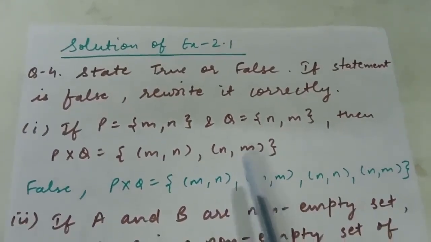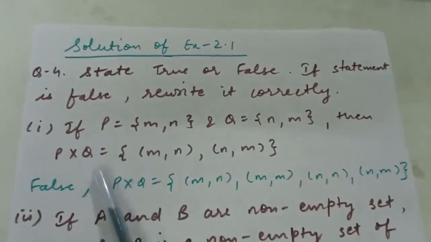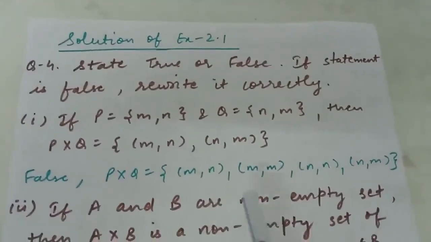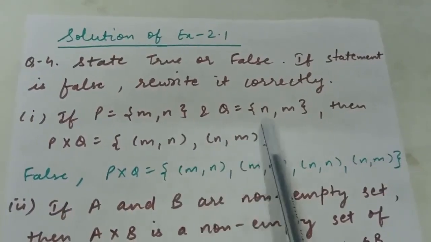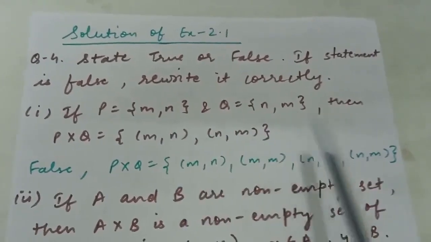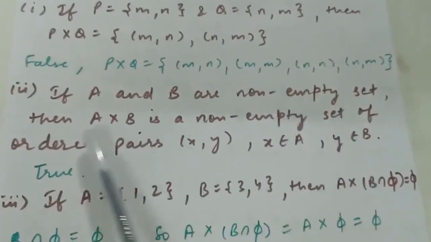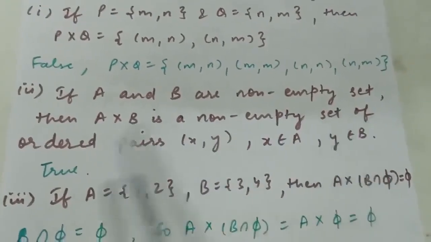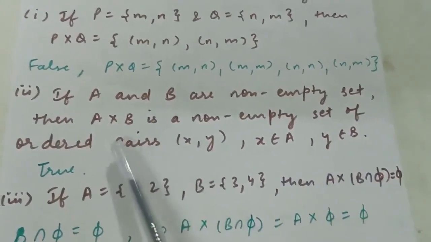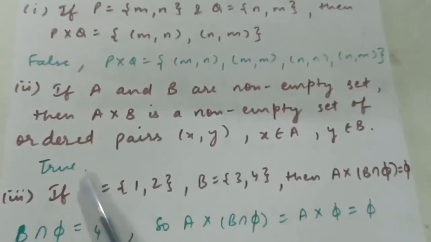So we can easily see this statement is false because P has 2 elements, Q has 2 elements. So P cross Q will have 4 elements. So the correct answer is P cross Q is equal to {(m, n), (m, m), (n, n) and (n, m)}. Right? Then the second part is, if A and B are non-empty sets, then A cross B is a non-empty set of ordered pairs (x, y) where x belongs to A and y belongs to B. As we know, A cross B includes the set of ordered pairs (x, y), right. So this statement is true.